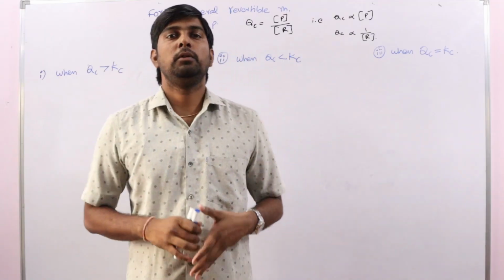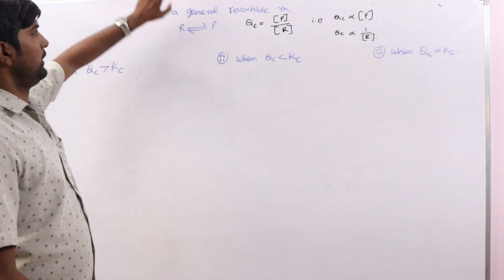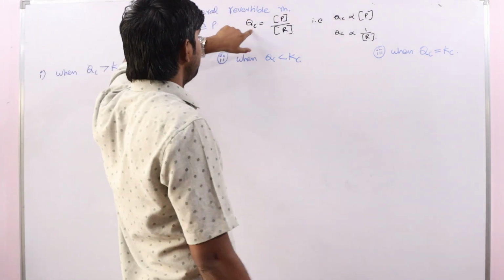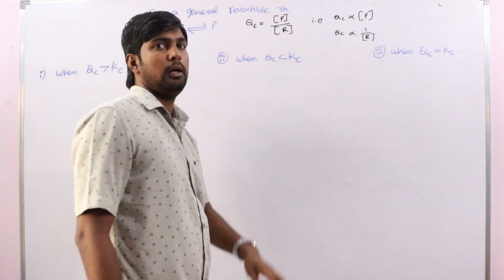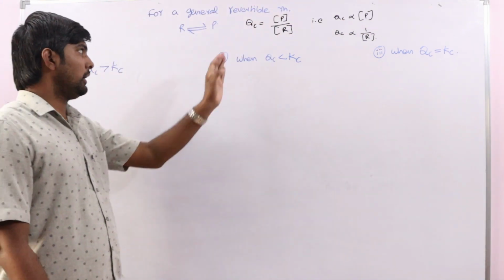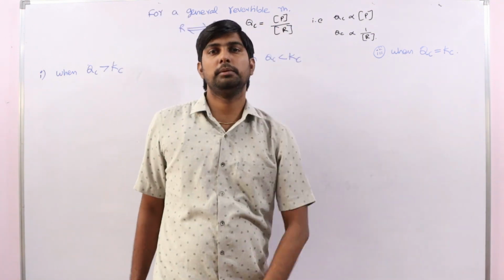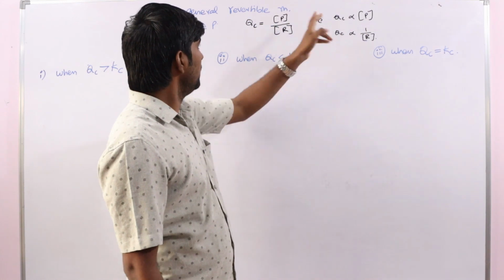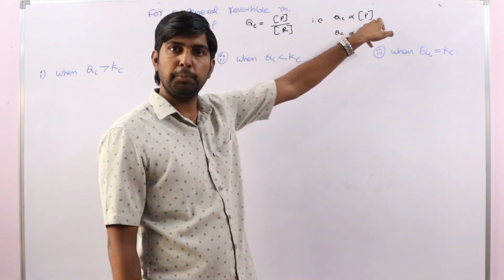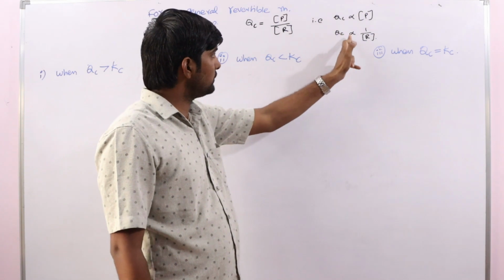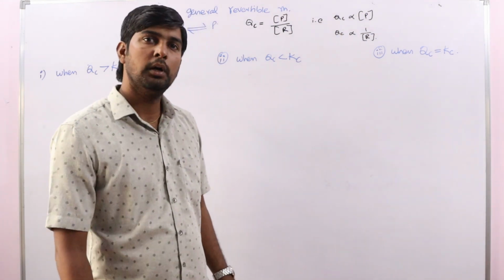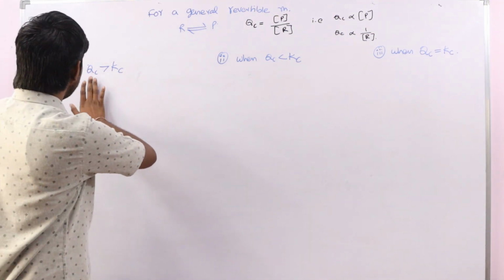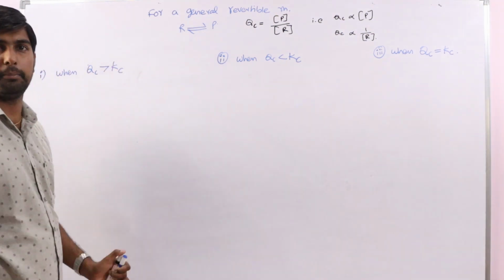Now let us see. For a general reversible reaction, reactant giving product, the Qc expression is product concentration by reactant concentration. We already discussed this similar concept in the Kc application also. So Qc is directly proportional to product concentration, and Qc is inversely proportional to reactant concentration. First, we discuss what happens when Qc is greater than Kc.